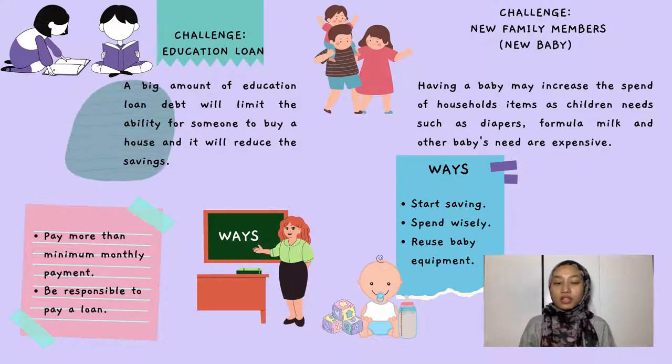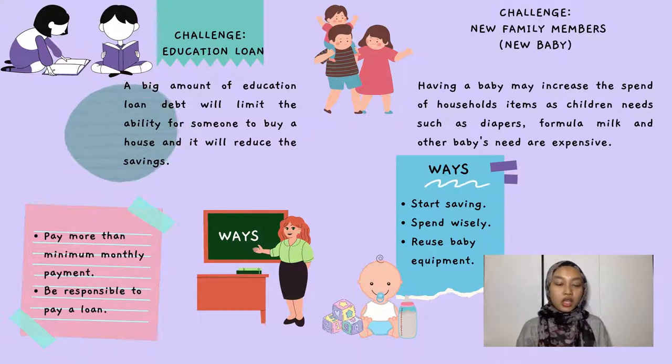Thank you, Laila. The next future financial challenge is education loan. A big amount of education loan will limit the ability for someone to buy a house and it will reduce the savings. Delaying the payment will add more interest to the loan. This challenge can be overcome by paying more than the minimum monthly payment if we can afford to. This action helps us to repay the debt in a shorter time.